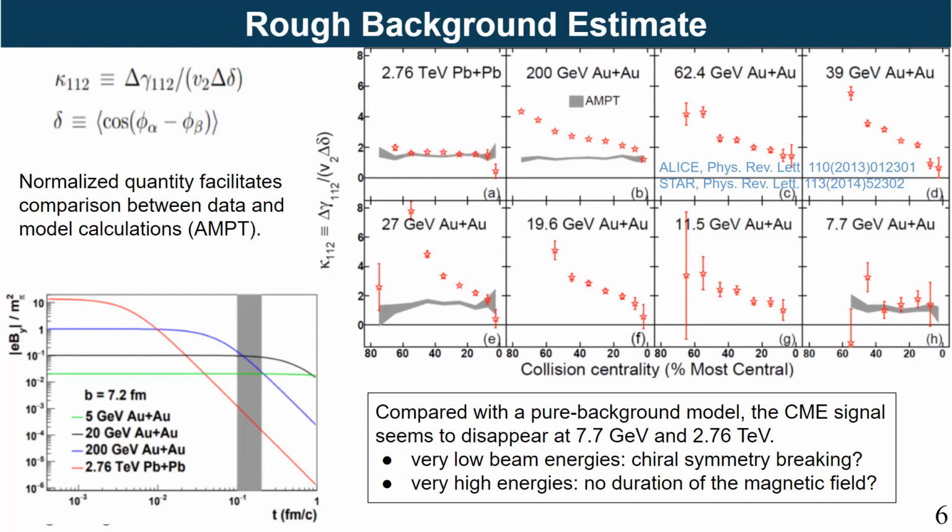So we normalize the delta gamma by V2 and the delta delta. Delta delta is just the two-particle correlation. The two-particle correlation can capture things like decay, momentum conservation, jet.